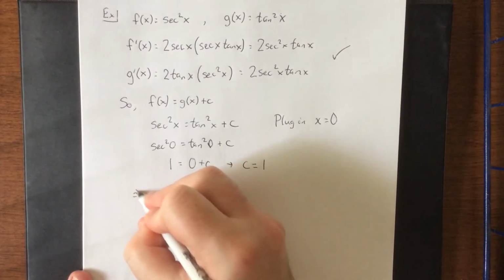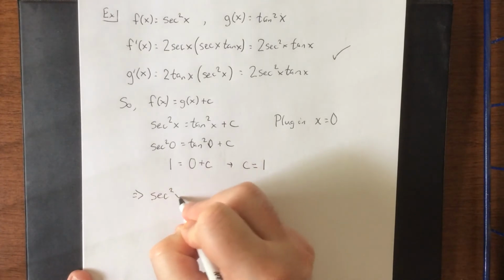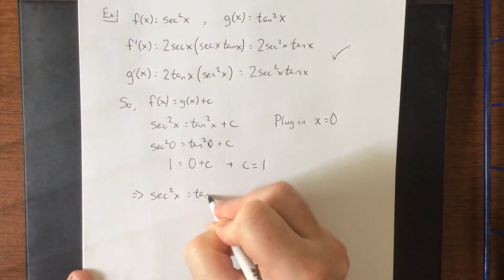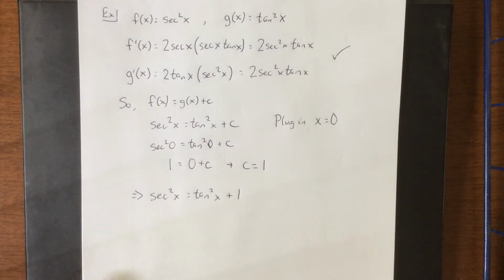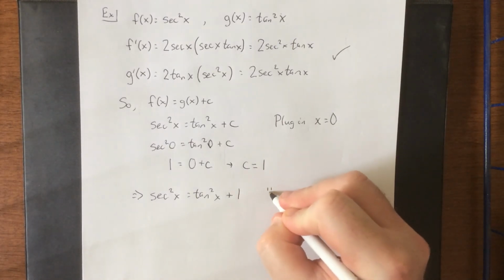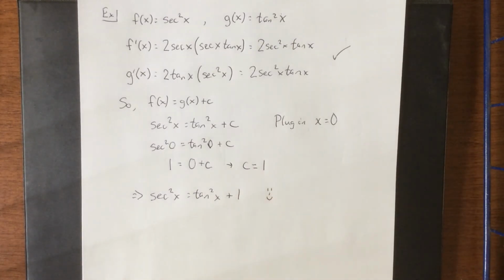So what we have now shown is that the secant squared of x is equal to the tangent squared of x plus 1. This is the derivation of one of our 3 Pythagorean identities. These consequences can actually be used to prove all 3 of our Pythagorean identities. Once again, we don't necessarily have to use calculus, but this is kind of a neat way to do it. In fact, it's so neat that I'm going to put a little smiley face here. Yeah, smiley face.